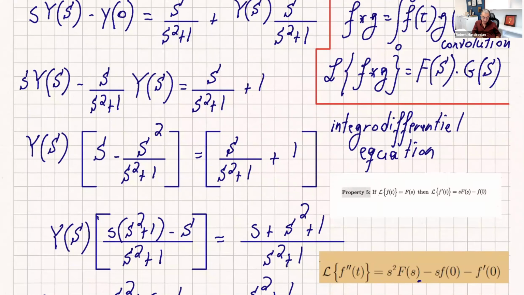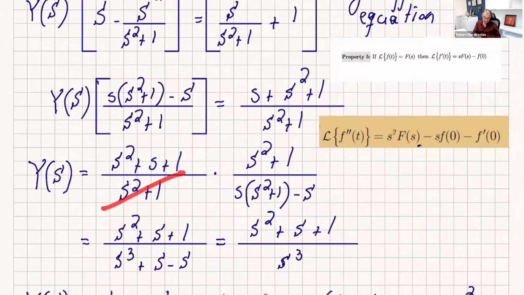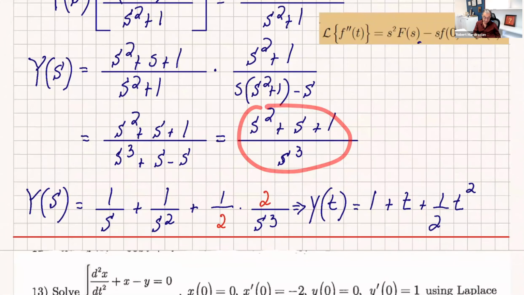Then however you want to isolate y of s is your choice. I took the LCD on this side, so it's s times s squared plus 1 minus s, divided by s squared plus 1, and the LCD on this side, so it's 1 times s squared plus 1. You multiply both sides by the reciprocal of that function to isolate y of s. The s squared plus 1 cancel, and if you simplify the denominator, you're just left with s cubed. So basically this is your final answer.